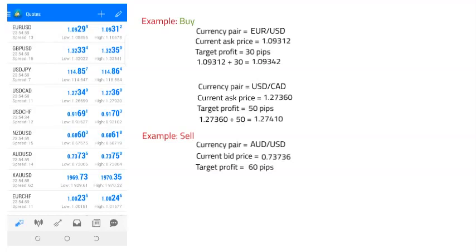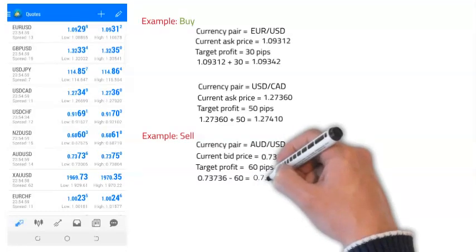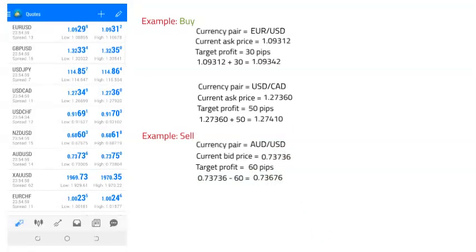So subtracting 60 pips from 0.73736, we will have 0.73676. Then I will input 0.73676 into the same take profit box we used when we were buying. The same take profit box is used both when we are buying or selling. So when AUD USD falls and reaches that number, my broker will automatically close and add my profit for me.